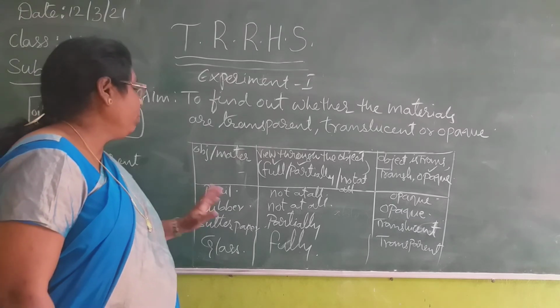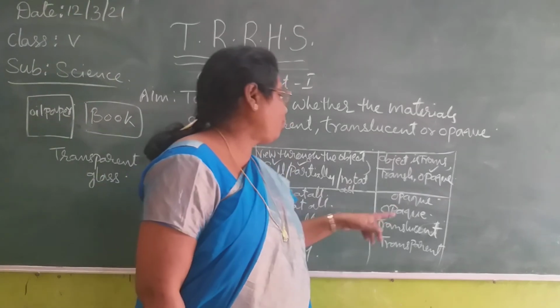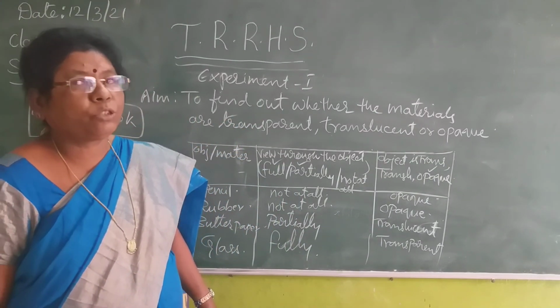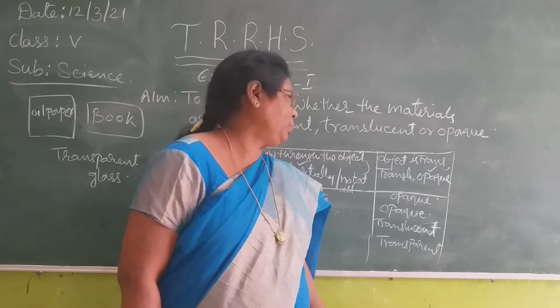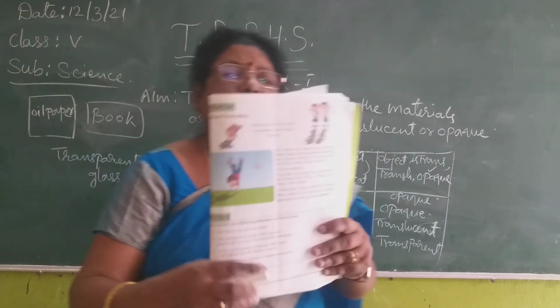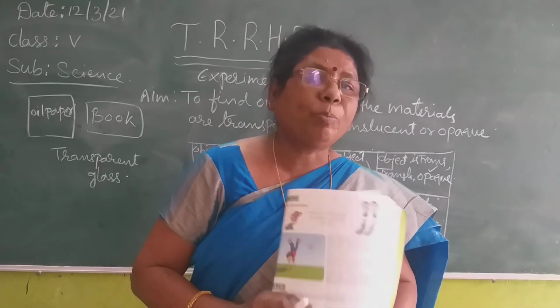So here the transparent, translucent and opaque. The light passes fully through transparent objects and the light partially passes through translucent objects. Opaque, the light does not pass. Isn't it? Now I am keeping the book. I can't see the other side. Isn't it? So the book is an opaque object.